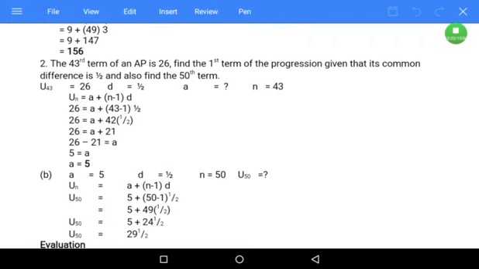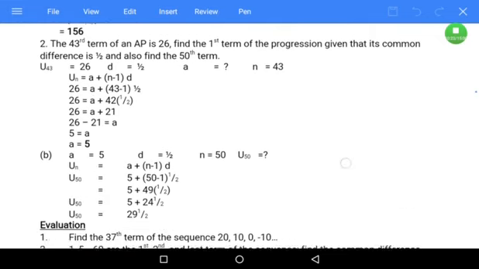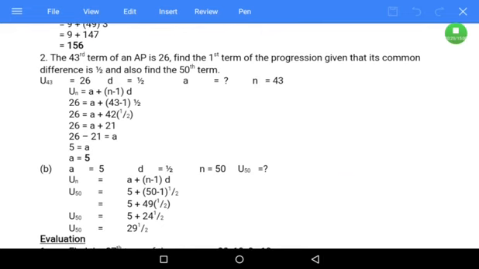Very simple, right? Okay, so you have question number 2 that says the 43rd term of an AP is 26. Find the first term of the progression, given that its common difference is half, and also find the 50th term. So always try to write out your given parameters. The 43rd term is 26. We are asked to find the first term of the sequence, so a is question mark. Also, we are given that the common difference is half, so d is half.